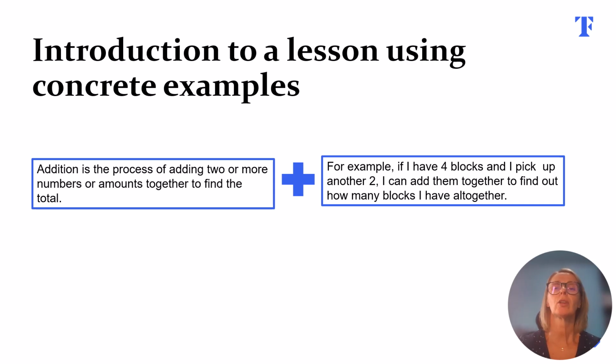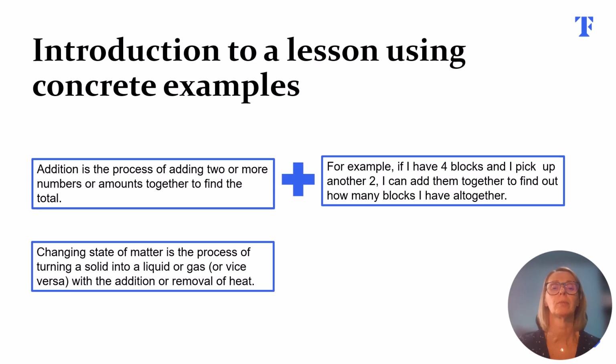So when introducing the concept, it's important to provide a concrete example that children can understand. Let's look at another example. When introducing the concept of changing states of matter, I might say the following. Changing state of matter is the process of turning a solid into a liquid or gas, or vice versa, with the addition or removal of heat.